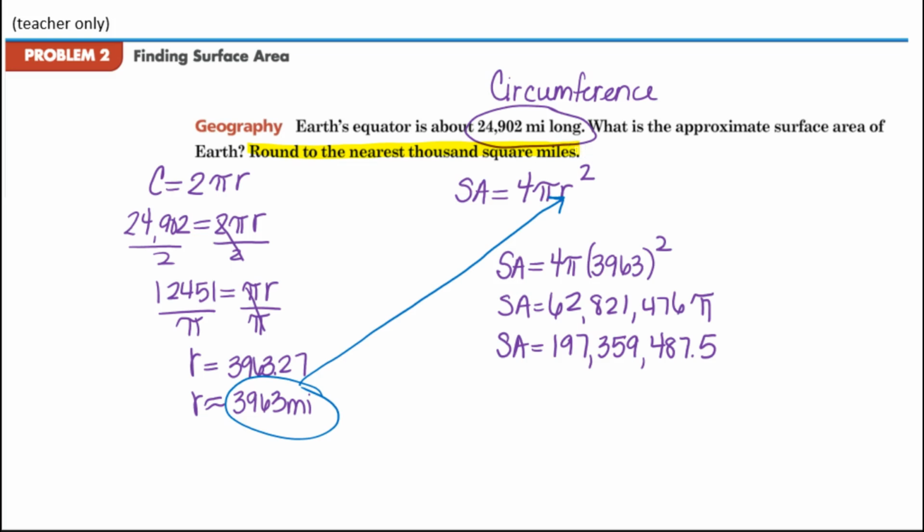1,000, which means I'm to the left of the decimal point. So I'm rounding to that 9 there. That's in my thousands place. Hopefully you remember ones, tens, hundreds, thousands. So my surface area is approximately 197,359,000 square miles.